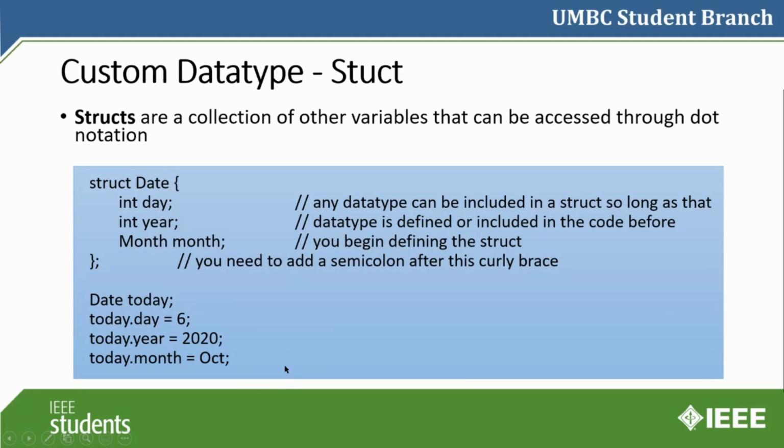The next custom data type we're going to cover is a struct. This is effectively just a collection of variables you can all access at the same time. In this case, this struct date includes an integer for the day, an integer for the year, and the enum from the previous slide for the month. The way to access the values of a struct is using something called the dot operator. What you just do is you just type the name.